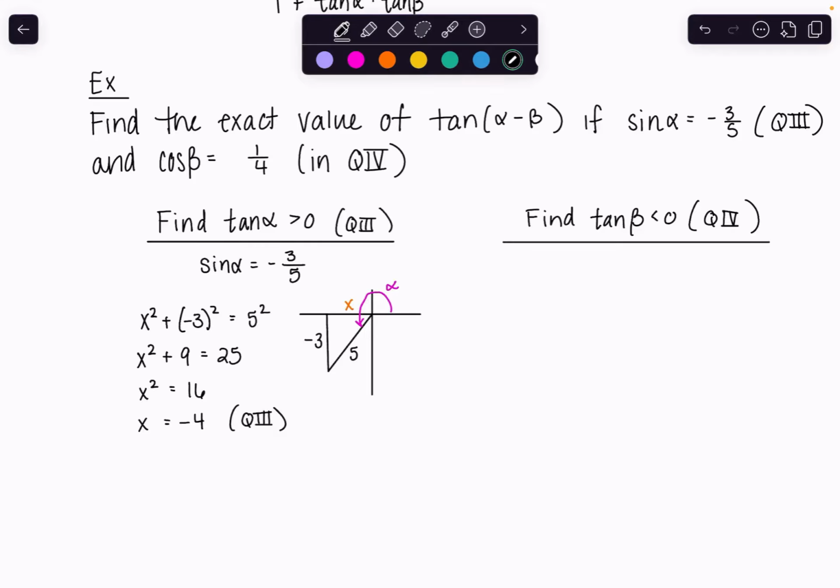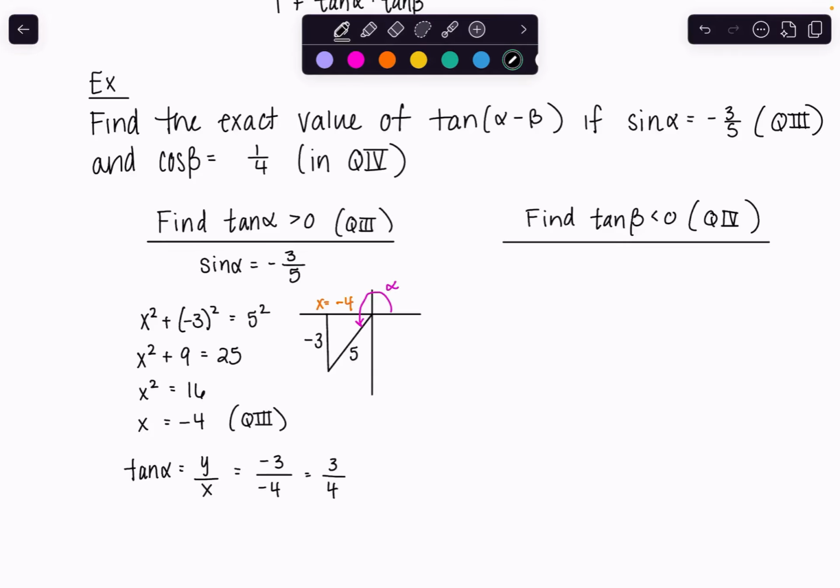So now I have my full triangle. This value here is negative 3. And so tangent of alpha is again y over x, or sine over cosine. So my y value is negative 3. My x value is negative 4. So this gives us 3/4. For some reason I can't write today. Don't know why I put a 3 there. My x value is negative 4.